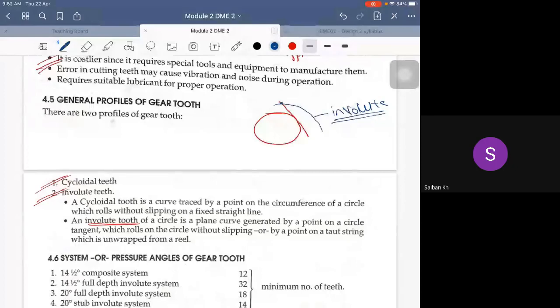The cycloidal tooth is a curve traced by a point on the circumference of a circle rolling. What do you mean by a cycloidal curve? Now, for a cycloidal profile to be generated, you have to make use of a plane surface like this, onto which I will place a circle. Now I mark a point on the circle and allow this circle to roll without slipping, just like rolling a ball onto a floor. When this circle rolls on this platform, it would generate some sort of pattern, isn't it? And this pattern it has generated is known as the cycloidal profile.